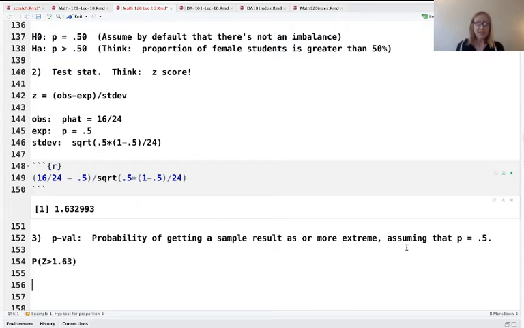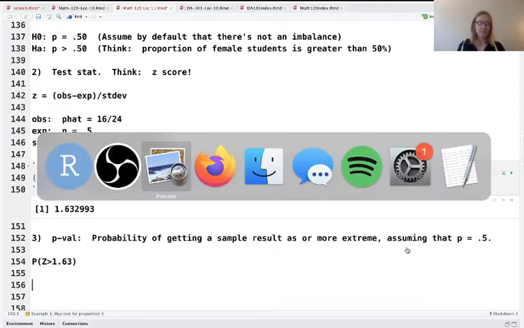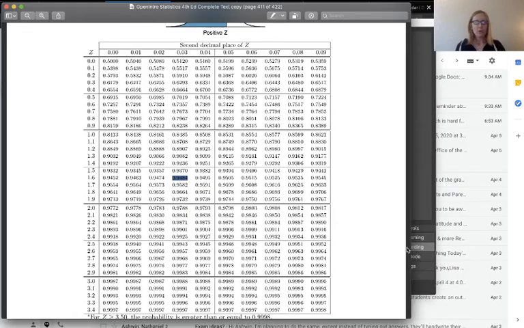Let's look the z-score up on our z-table. We're looking for 1.63 on the z-table. So I've got your z-table up here. You can see I've got it highlighted on the screen right there, 1.63. That's a probability of 0.9484.